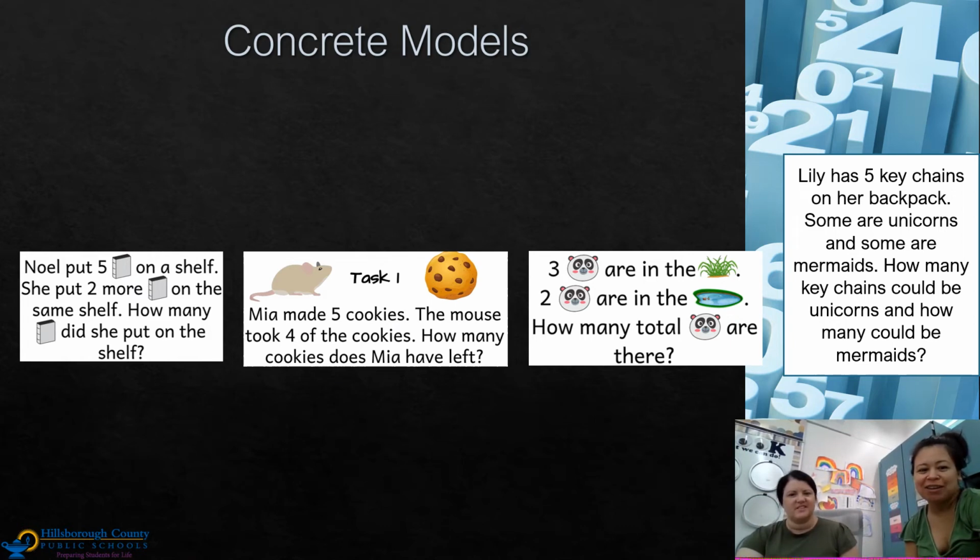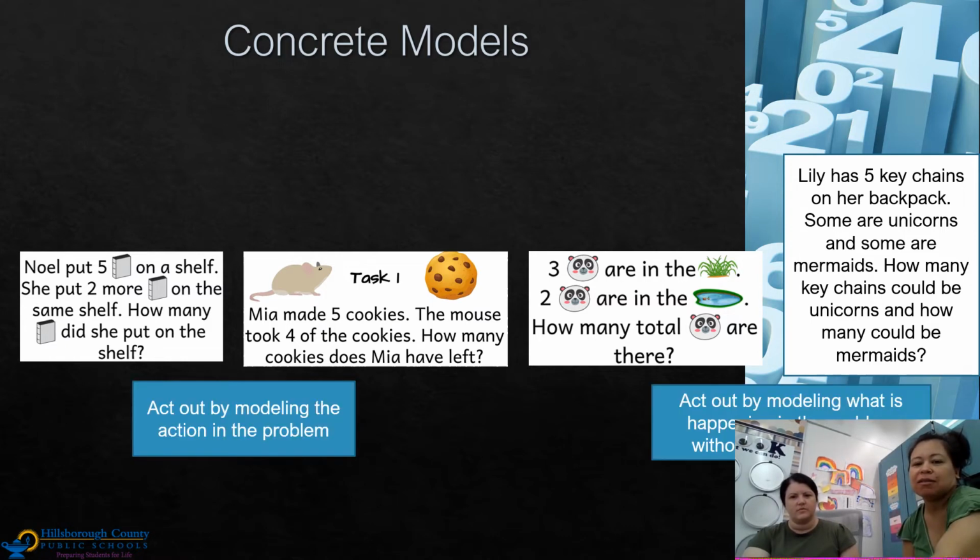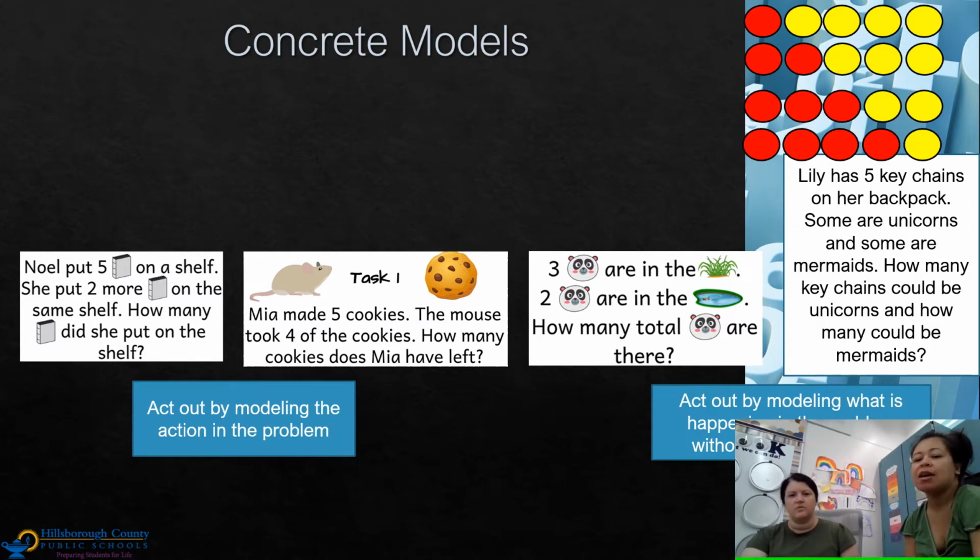All right, and then moving into that last word problem with Lily and the keychains on her backpack, we can see that the students have to represent the mermaid and the unicorn keychains. I have organized this nicely, but Christy, do you think your kids are going to organize this like this automatically? Absolutely not. No, definitely not.